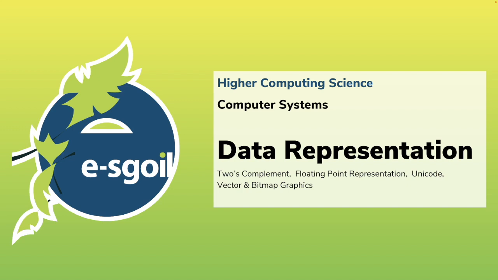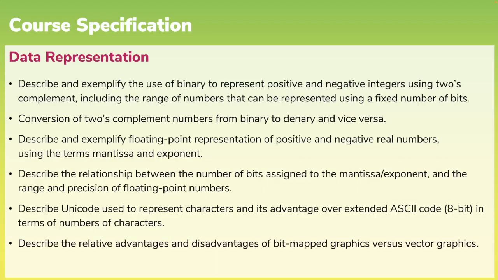In this video we're going to look at the data representation topic from the Computer Systems Unit within Higher Computing Science. With regards to data representation, you're required to be able to describe and exemplify the use of binary to represent both positive and negative integers. You need to be able to convert 2's complement numbers from binary to decimal and vice versa.